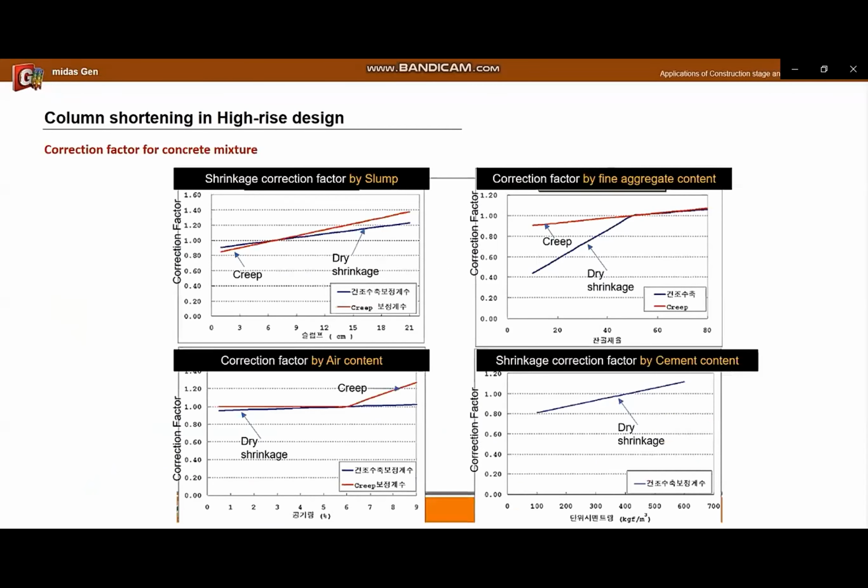Next is the correction factor according to the concrete mixture. The larger the slump, fine aggregate content, air content, and cement content, the higher the correction factor value, which means that it causes a larger creep and shrinkage strain.